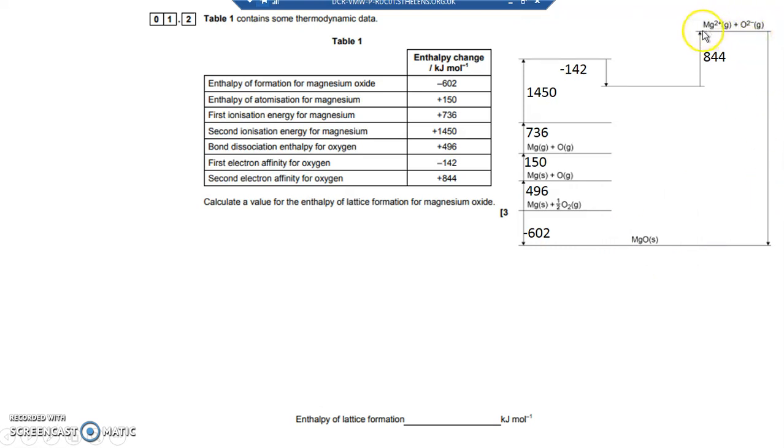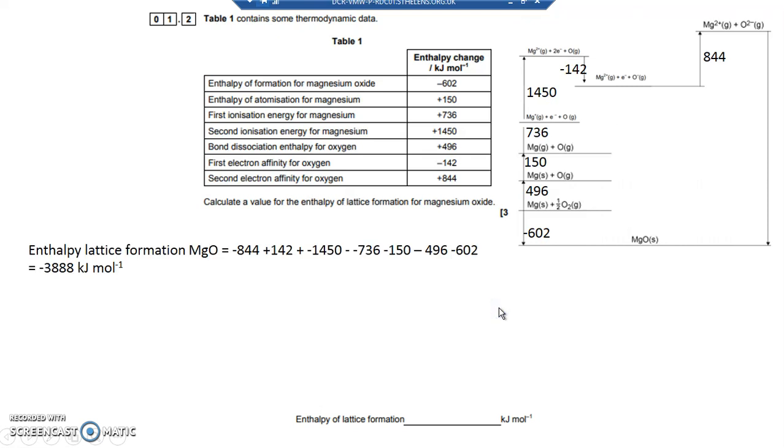So let's go from here to here: it's not +844, it's -844 because the arrow is going in the other direction. And then to go from here to there, the arrow is going in the other direction. It's a +142. Come down here, it's a -1450, a -736, a -150, a -496, and this one's going in the right direction, a -602. So when you add all of those up, it turns out as -3888 kilojoules per mole.